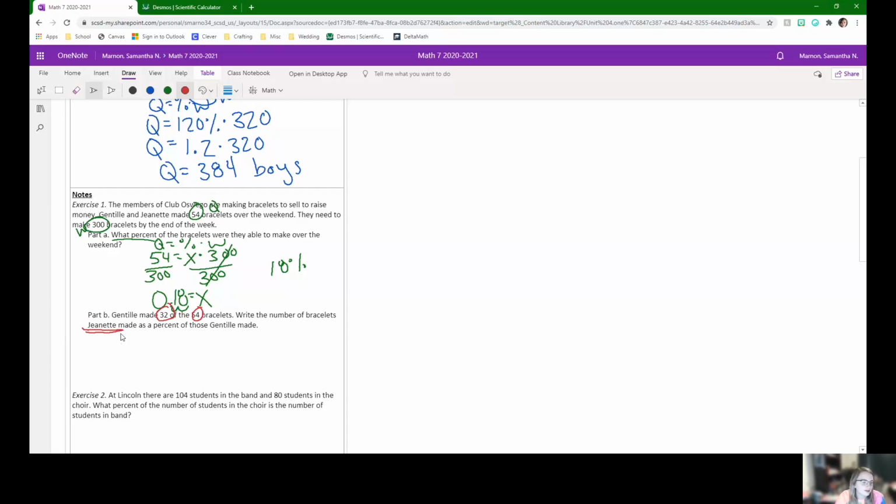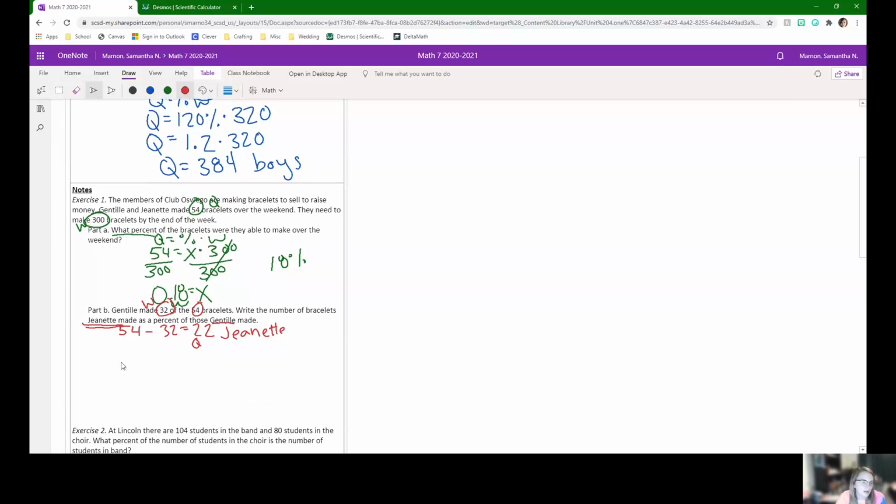Okay, if we want to figure out how many bracelets Jeanette made, we need to do 54 minus 32. Because these are the 32 Gentile made. Here's the 54 total. So if we do 54 minus 32, we get 22. So these are ones made by Jeanette. So we want the number of bracelets Jeanette made as a percent of those Gentile made. So Gentile is actually going to be our whole, because she's what we're comparing to. And this number here is going to be our quantity, the number Jeanette made.